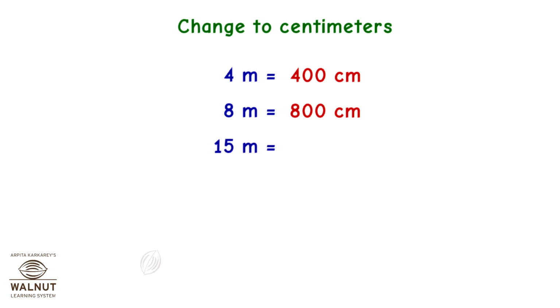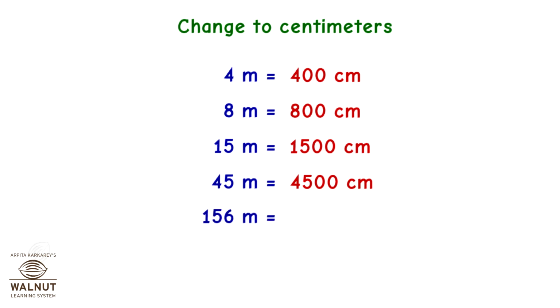Change to centimeters. 4 meters is equal to 400 centimeters. 8 m is equal to 800 cm. 15 m is equal to 1500 cm. 45 m is equal to 4500 cm. 156 m is equal to 15,600 cm.